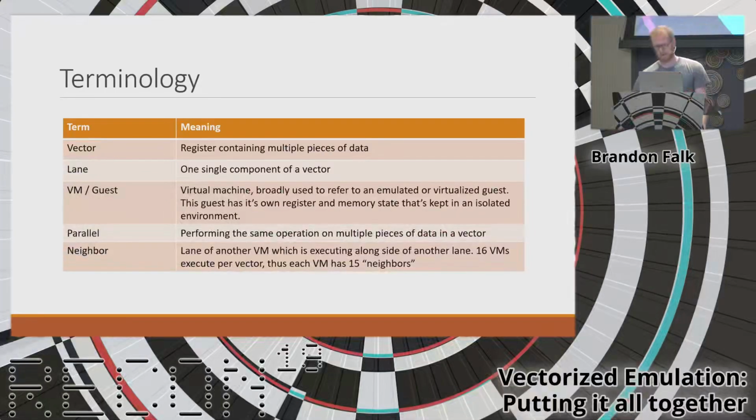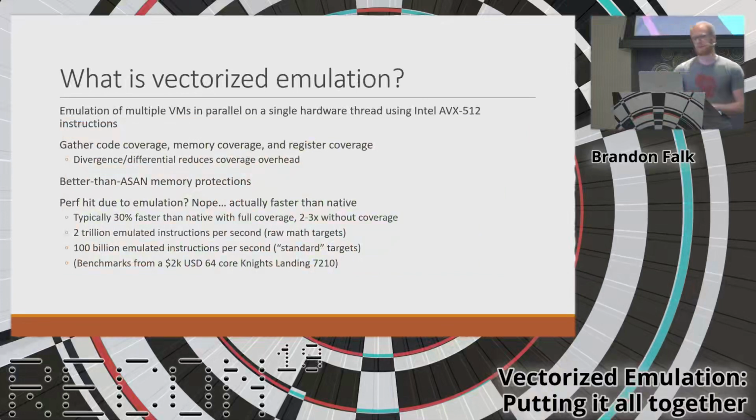So, all right. What is vectorized emulation? And I don't really know yet either, so hopefully someone can help me out here. But it's effectively emulating multiple VMs using vector instructions on, in this case, Intel processors using AVX512. But you could theoretically do it on any processor, maybe even a GPU, where it has these vector registers. So I'm able to gather code coverage. I'm able to gather something called memory coverage, which is tracking the different states of memory, and also register coverage, which is the same thing where you're tracking the different states that registers can be in while running.